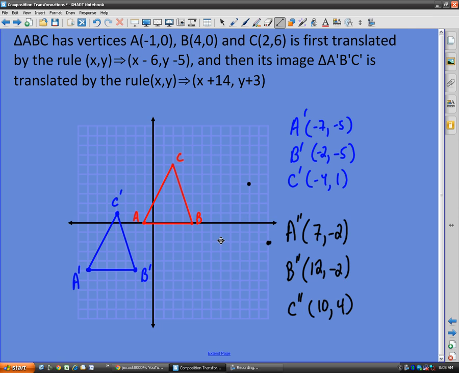Just remember, when we're doing a composition, it's basically just do one transformation and then act on that to get the next one. That's really all we're trying to do. So here's my final answer. B double prime is over here, and C double prime is at the top. Do one transformation first, slide it to where it's supposed to be, and then transform that result with the second one, and that will be your composition. From the red to the black is my final answer.